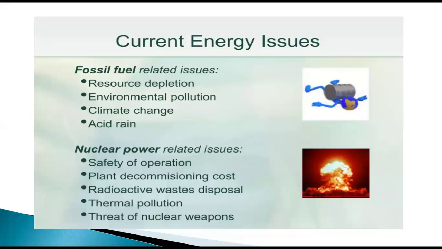And then coming to nuclear power plants, the first issue is safety of operation. It's very difficult to operate nuclear power plants, because power generation and controlling are difficult. Nuclear power plant power generation control is very difficult. That's why safe operation is very difficult, compared to the remaining power plants.